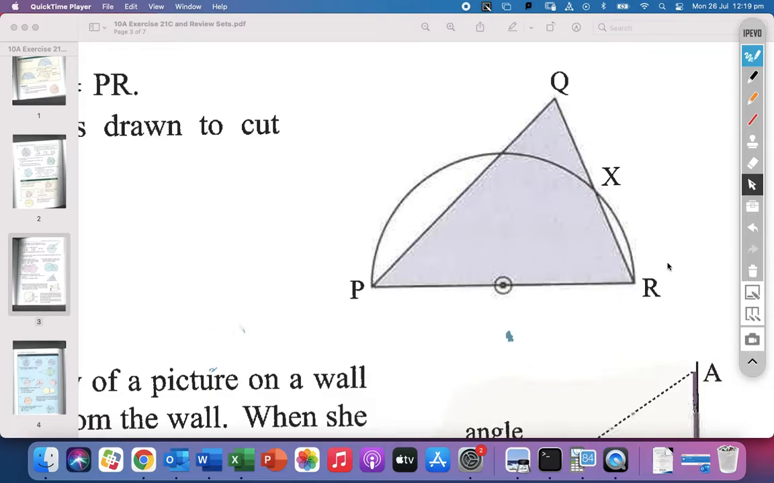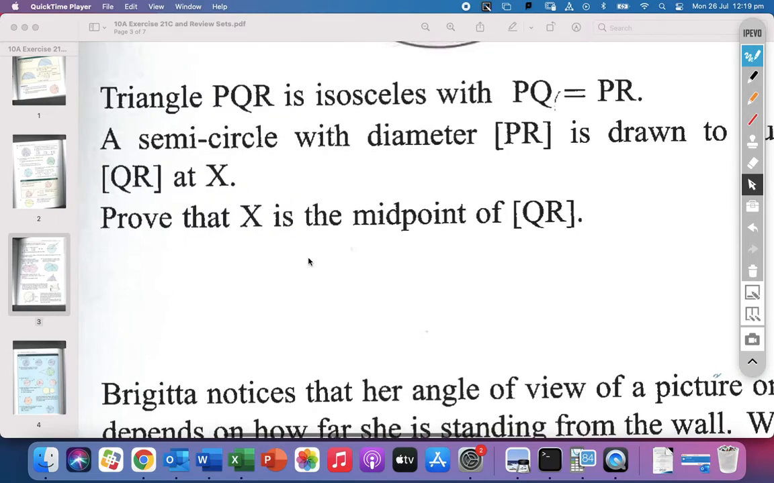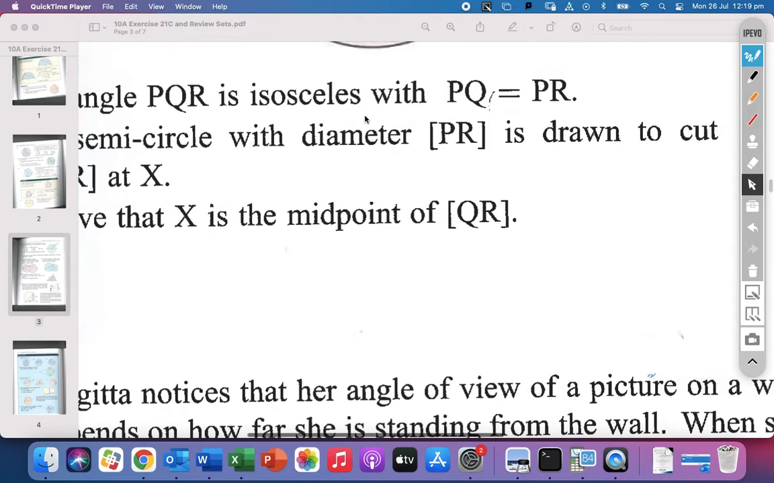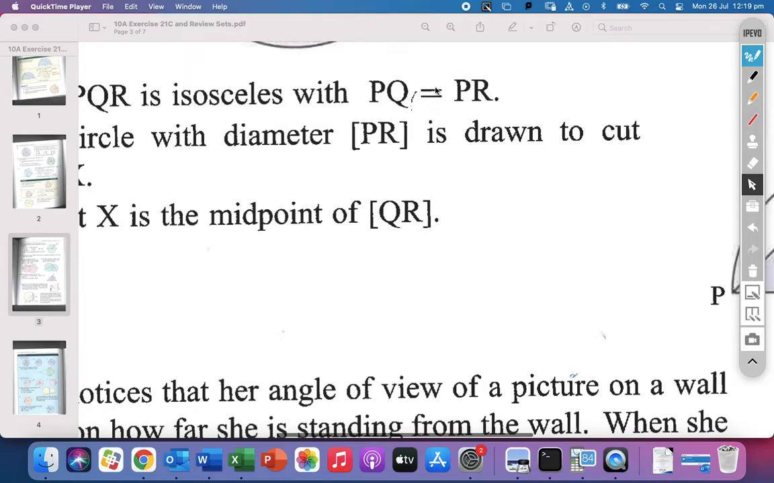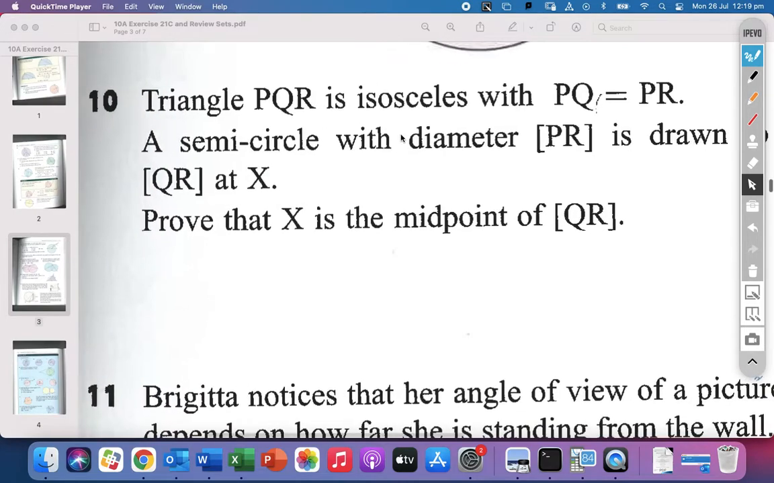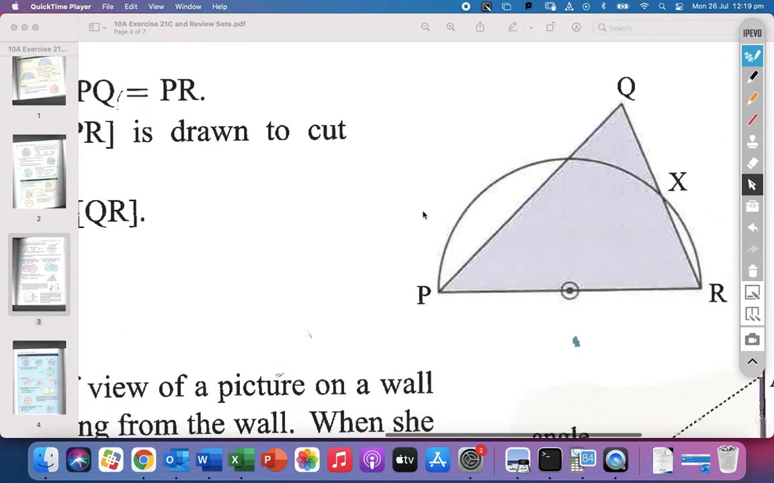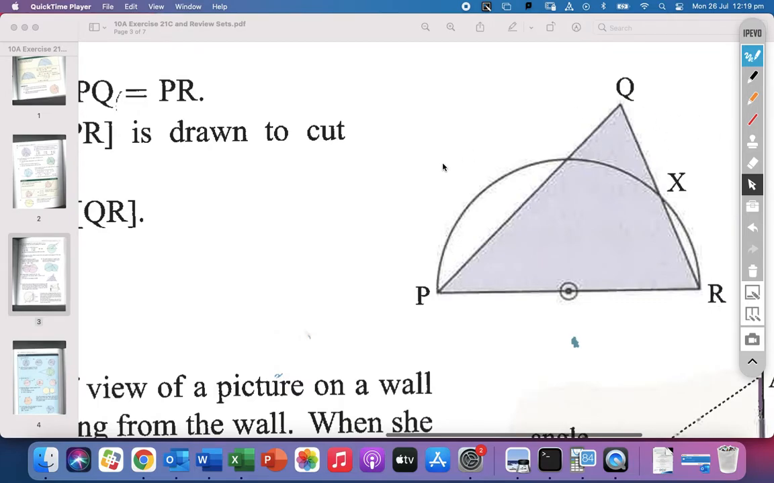Okay, I'm doing question 10, exercise 21C. In this question, I've zoomed in a bit. Triangle PQR is isosceles. Then this is really the key to this question. PQ equals PR. We have to show that X is the midpoint along here.